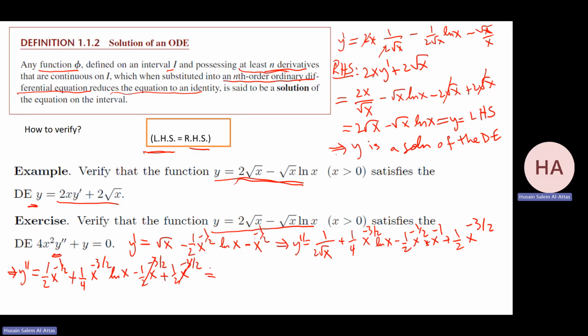Now I will do left-hand side equal right-hand side. I will start with the left-hand side. So I need to check the left-hand side, which is 4x squared y double prime plus y. So it means I need to multiply 4x squared by this one. Let me do the calculations. That will be 2 x squared times x to the minus half, that will be x to the power 3 over 2. Correct?